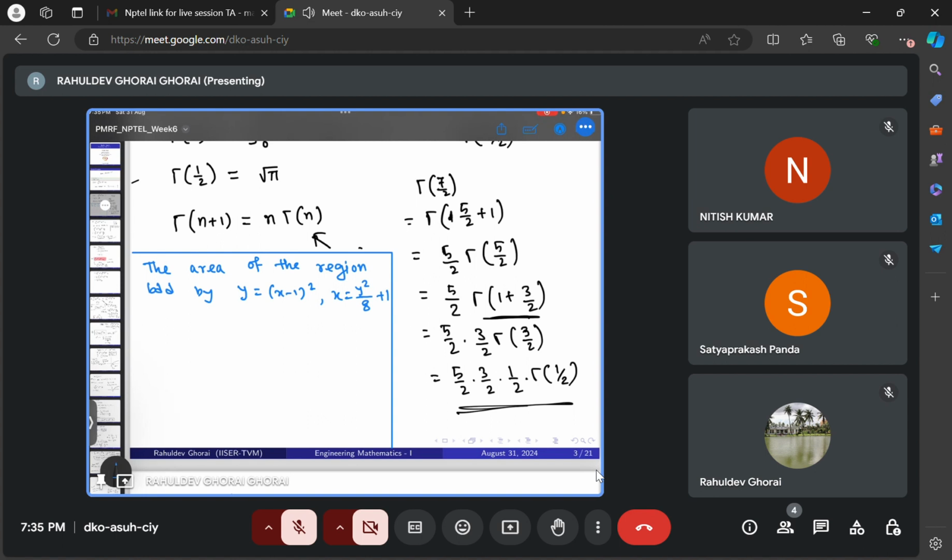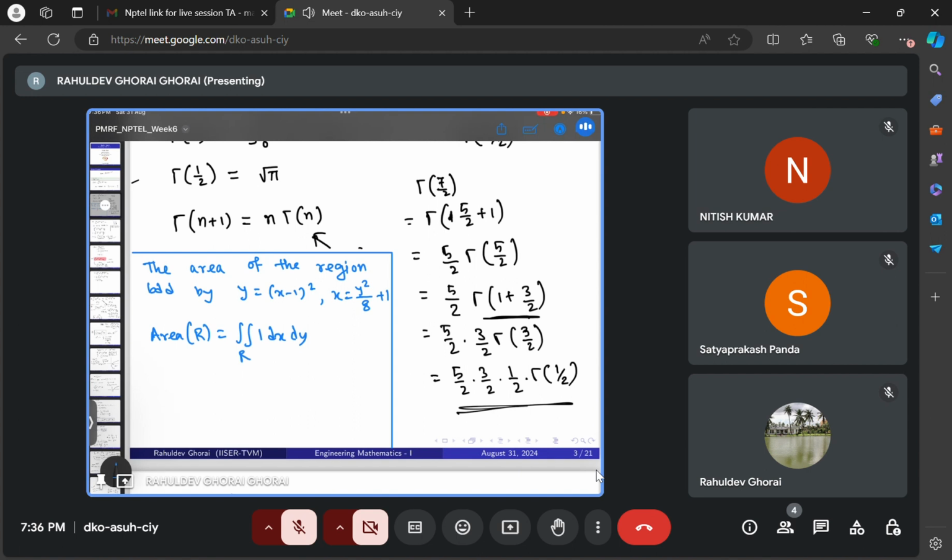We will just integrate. If you want to find the area of a region R, that will be just the double integration over 1 only, right? That will be the area, 1 times 1 dx dy, over R.